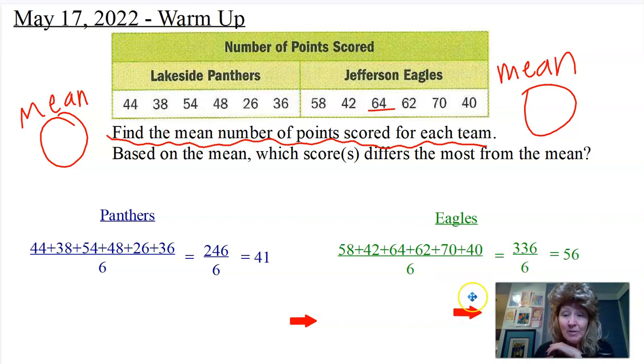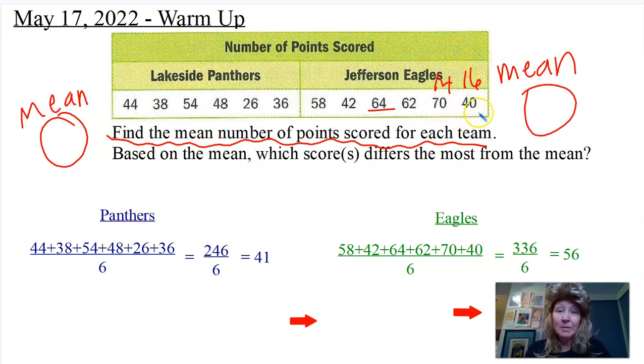So now I want you to think about this. The average is 56. If I look at the lowest score in this list, how far away is 40 from 56? So it's 16 points away. And then maybe look at the biggest number. And 70 is 14 points away, right?